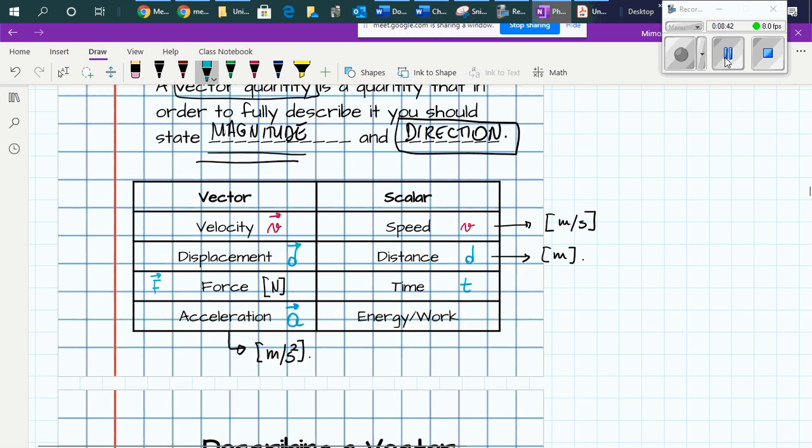Okay, so when we are making the distinction between what quantity is a vector or a scalar quantity, the question that you will ask is, when I'm describing this quantity, do I need any direction to add to this quantity or not? And if not, then it is a scalar. If yes, then it is a vector.